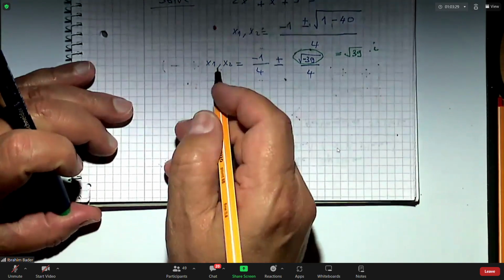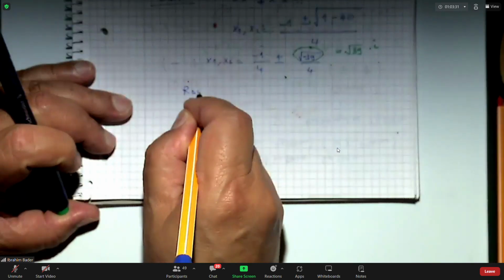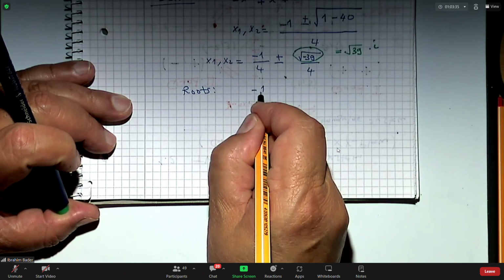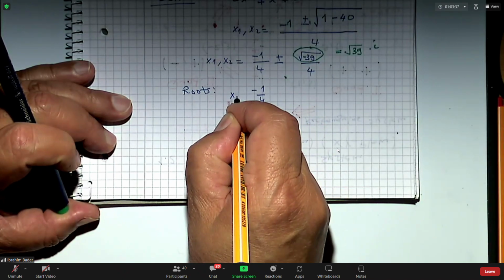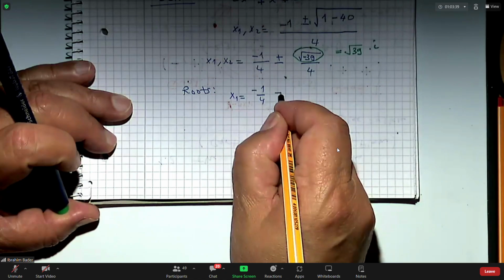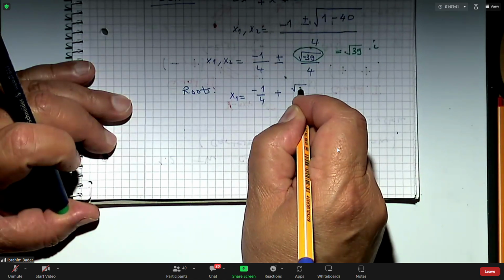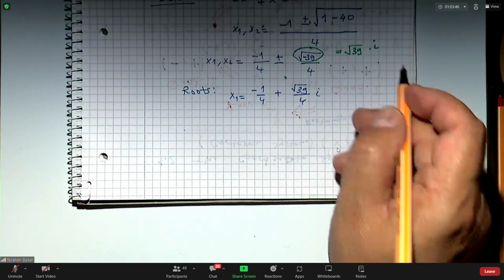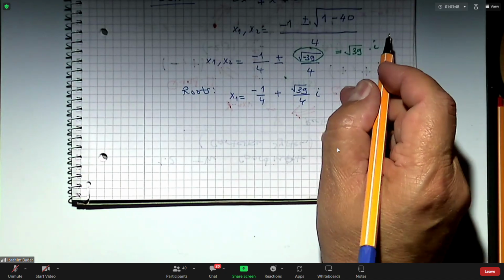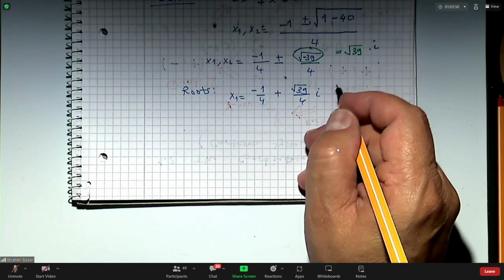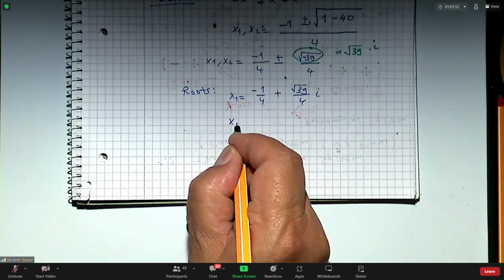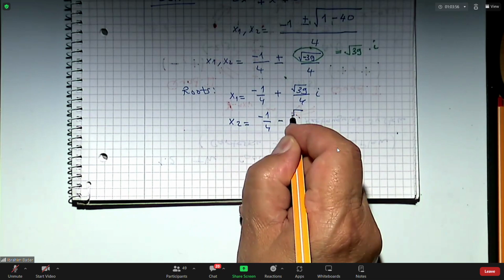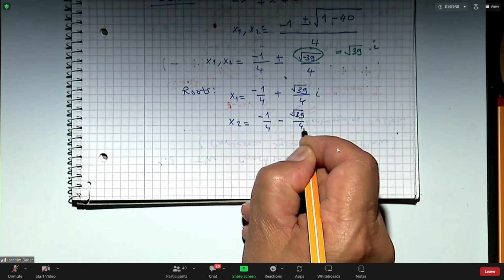So the roots, the final answer here, let me just break them down. Minus 1 over 4, let's say this is x1, plus square root of 39 over 4i. I hope everyone understands where this i comes from. This is the square root of negative 1. And the second one is negative 1 over 4 minus square root of 39 over 4i.